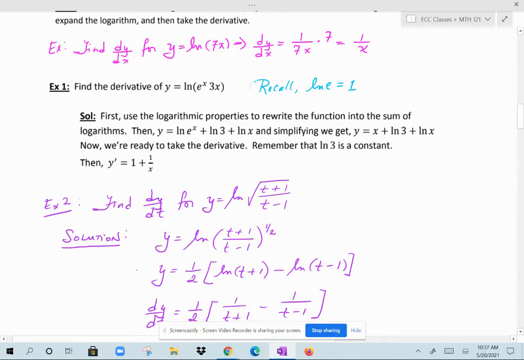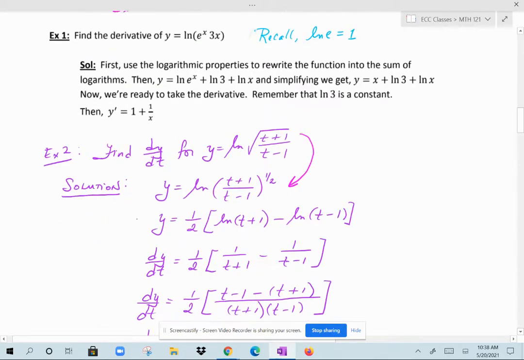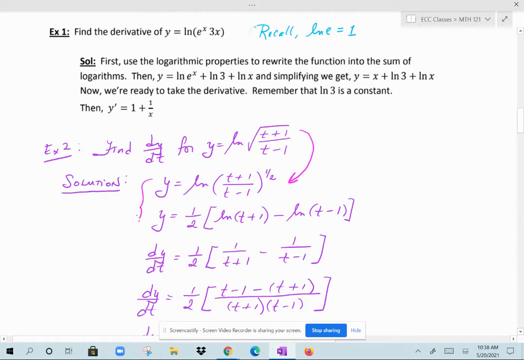So instead, I'm going to expand it. So first thing I did was I rewrote the radical as the expression raised to the 1/2 power. So it's the natural log of t plus 1 over t minus 1 raised to the 1/2 power. Then I use my logarithmic laws. Notice that this is both still y. I haven't taken the derivative. The 1/2 goes in front, and then you can rewrite that quotient as the difference of two logarithms. Now I'm ready to take the derivative. That's as far as you can take it.